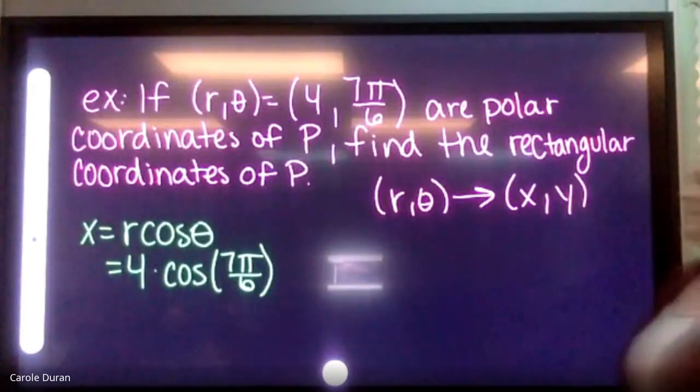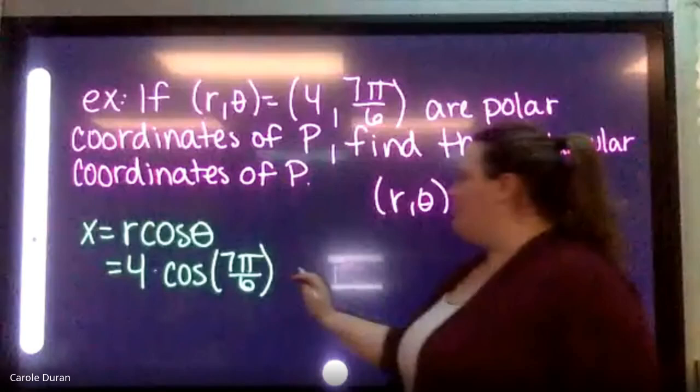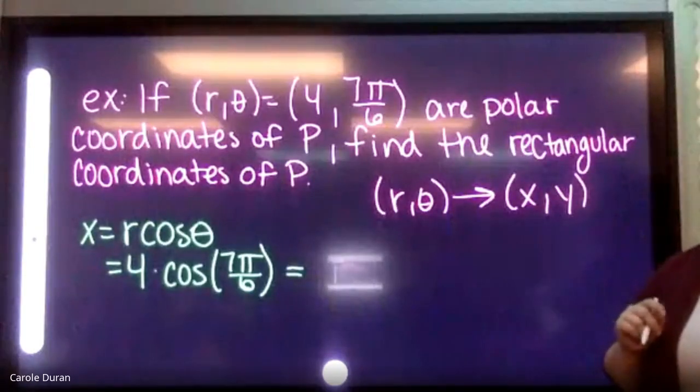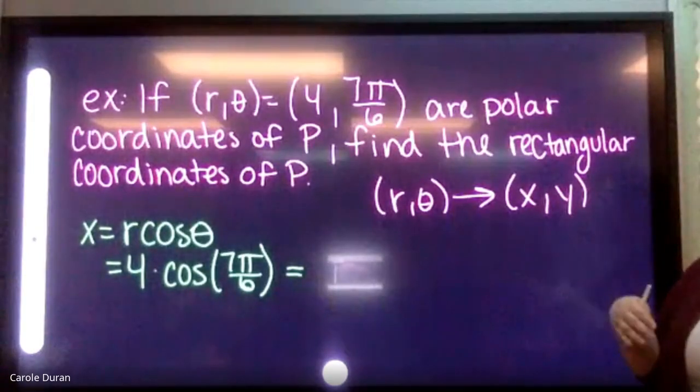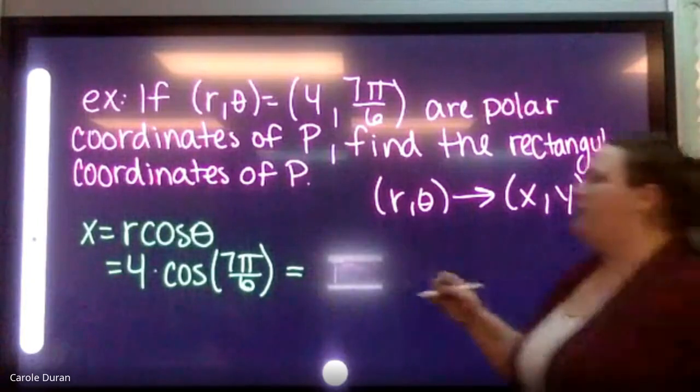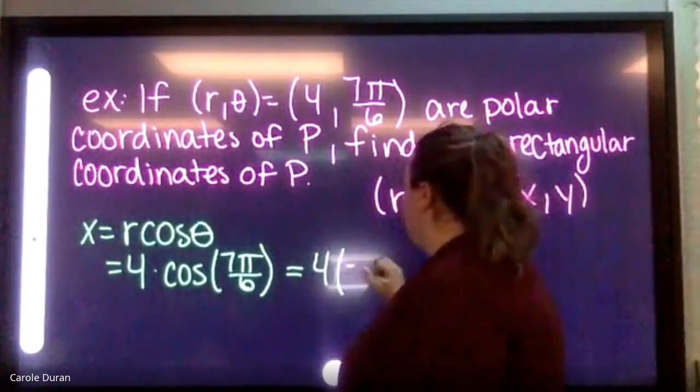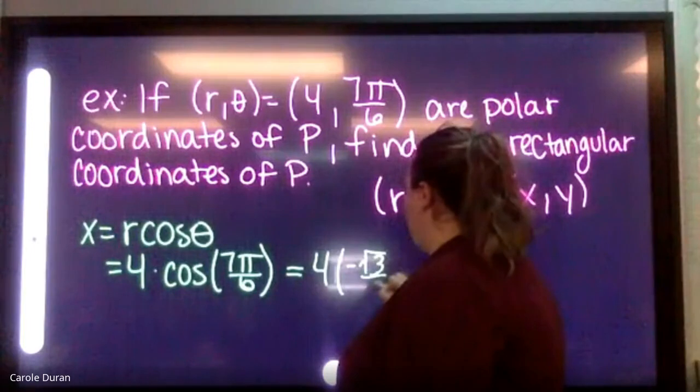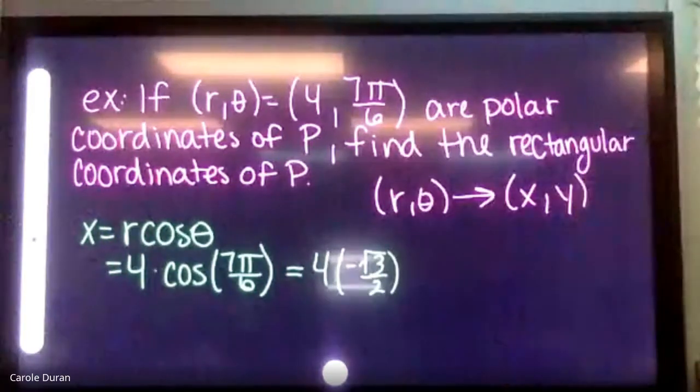What is cosine of 7 pi over 6 equal to? Well, it's 210 degrees, but negative square root of 3 over 2. You're okay. Anybody else get negative square root of 3 over 2?